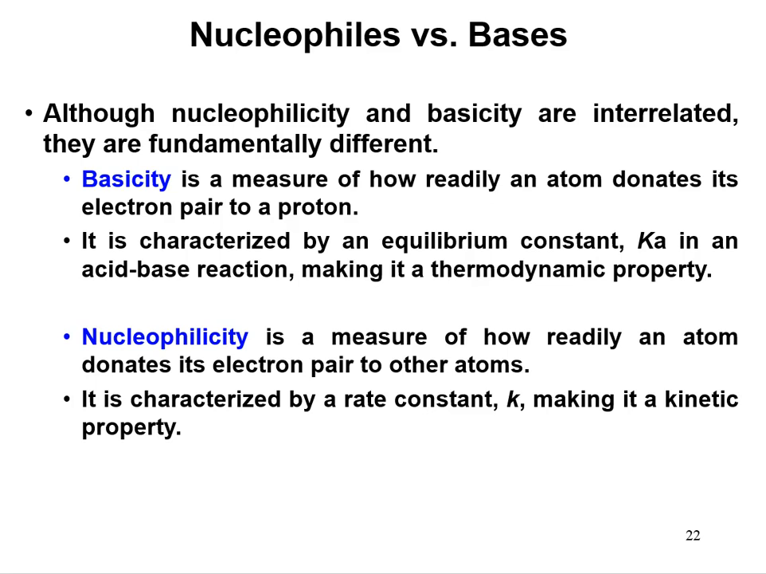Basicity is defined as a measure of how readily an atom donates its electron pair to a proton. It is characterized by an equilibrium constant, Ka, in an acid-base reaction, making this a thermodynamic property. Nucleophilicity is defined as a measure of how readily an atom donates its electron pair to other atoms. Nucleophilicity is characterized by a rate constant, k, making this a kinetic property.